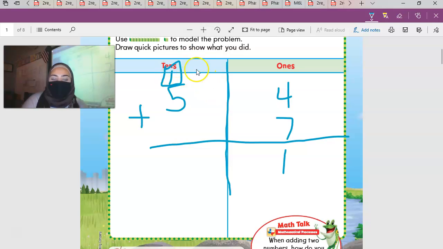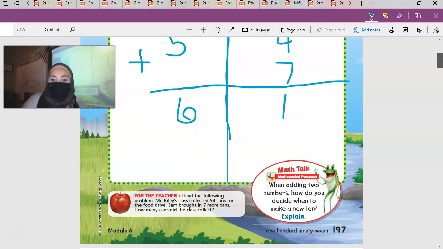Now, what's 1 plus 5, class? 6. And what's 6 plus nothing? 6. So what's your answer, class? 61. 61. All right, now let's draw that out in pictures.